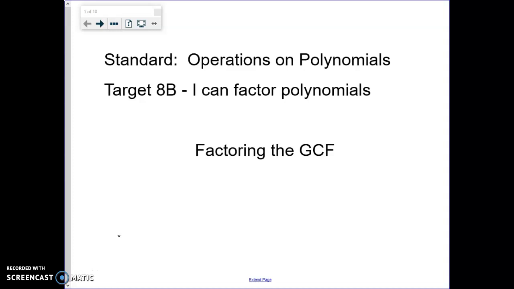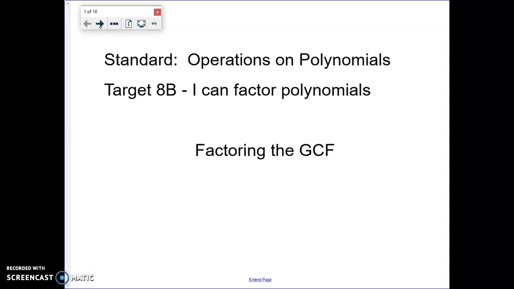This week, again, we're going to continue to look at our standard on operations on polynomials, but we're going to now look at a different target, AB, which has to do with factoring. An important thing about factoring is, ladies and gentlemen, it's probably one of the most widely used or asked about concepts on the ACT math test. So please make sure you look through this and you can do this, because on the ACT math test, it's fairly important.